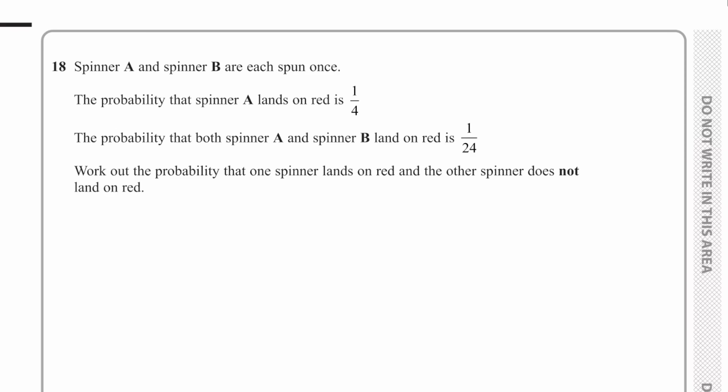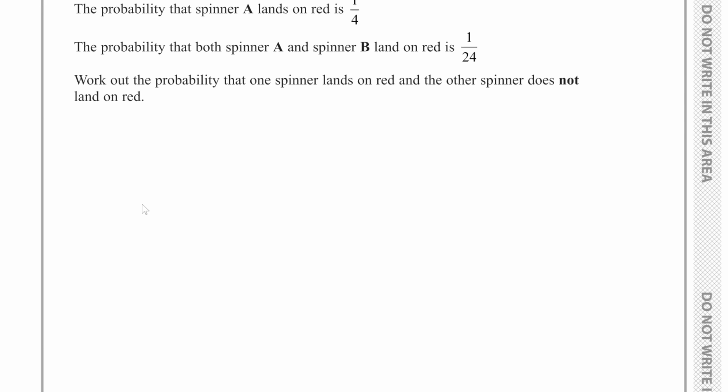Question 18. Spinner A and spinner B are each spun once. The probability that spinner A lands on red is 1/4. The probability that both spinner A and spinner B land on red is 1/24. Work out the probability that one spinner lands on red and the other does not land on red. So we've got two spinners, A and B.